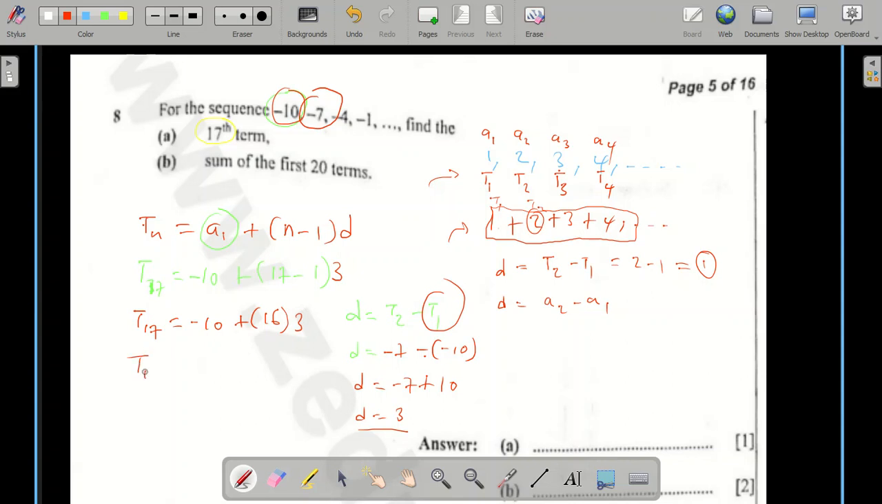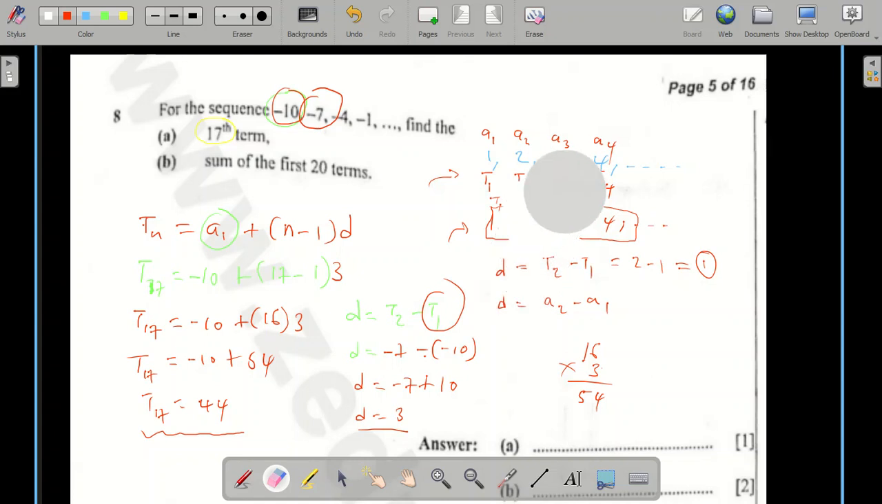Remember this question is coming from paper 1, so we are not using a calculator, so we can do the arithmetic there. 16 times 3 gives us 48, so we say plus 48. So our T17 is negative 10 plus 48, which is just 38. So that was the answer for the first part.